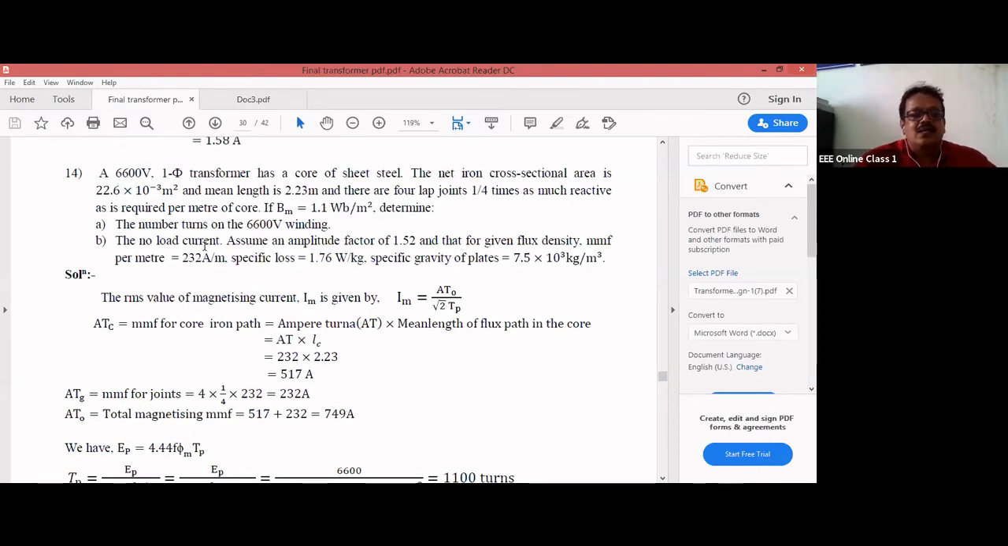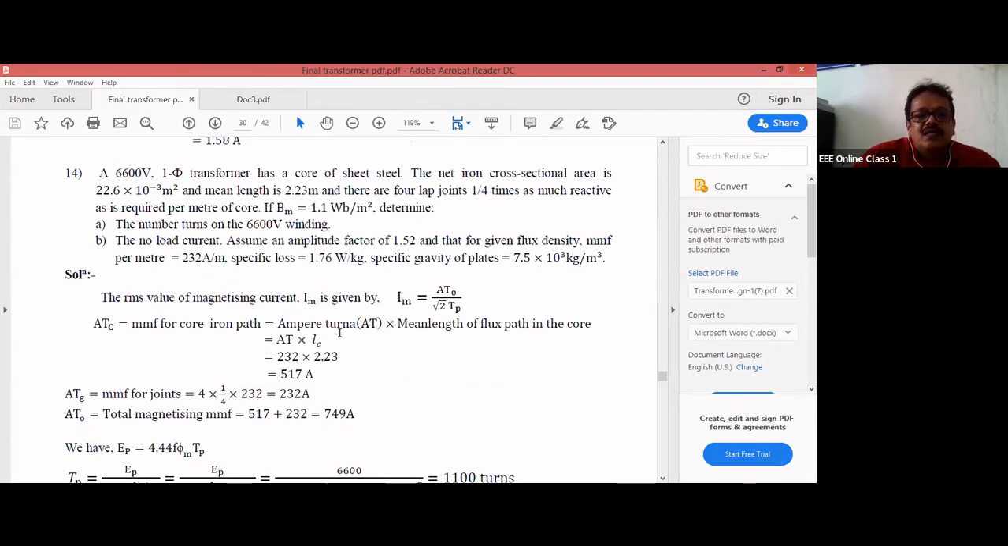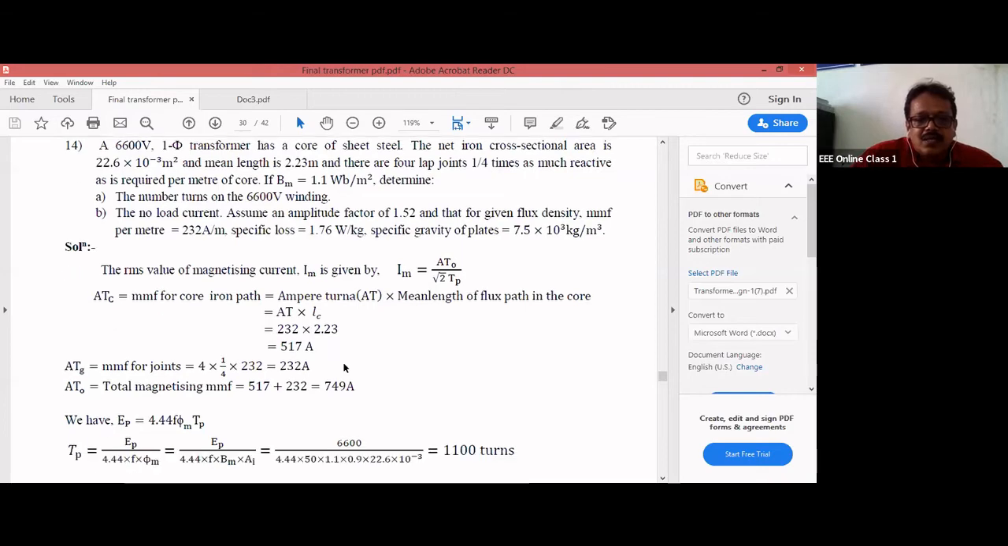To calculate the no load current, I have to calculate IC and IA. The RMS value of magnetizing current IM is given by IM is equal to AT naught by root 2 into TP. Let us calculate AT naught. First you calculate ATC, ampere turns for the core, which is the MMF for the core iron path. Ampere turns is given as 232 into the mean length of flux path. The mean length is given as 2.23, so solving this gives 517 ampere turns.